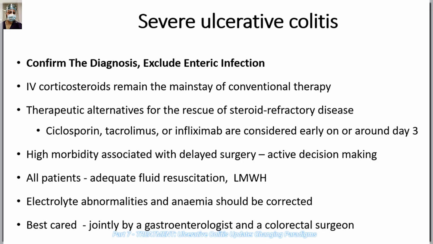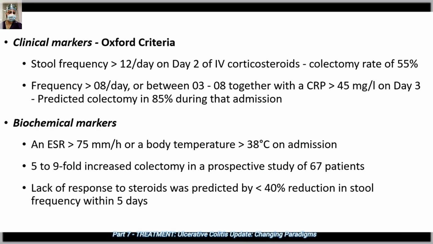All patients should receive adequate fluid resuscitation and thromboprophylaxis in the form of low molecular weight heparins. Electrolyte abnormalities and anemia should be corrected. They should receive adequate blood transfusion if required, and they are best cared for jointly by a gastroenterologist and a colorectal surgeon. There are a few clinical markers which predict colectomy in patients with severe ulcerative colitis.